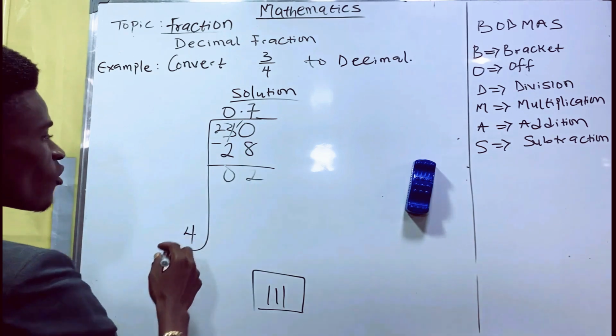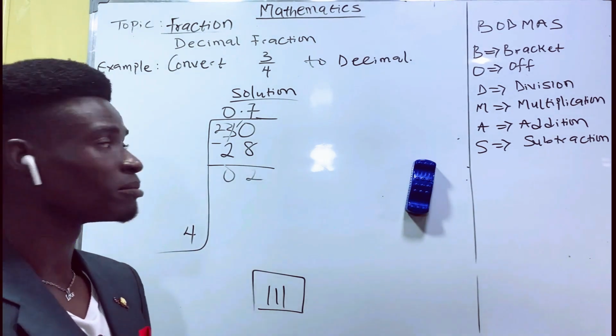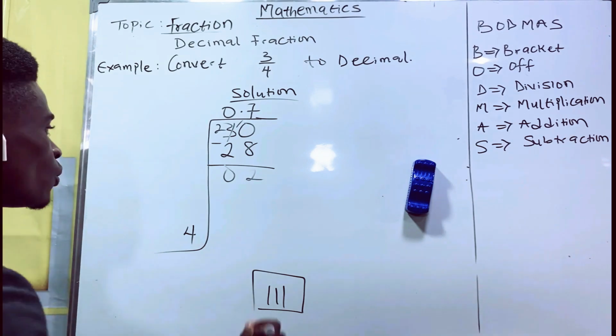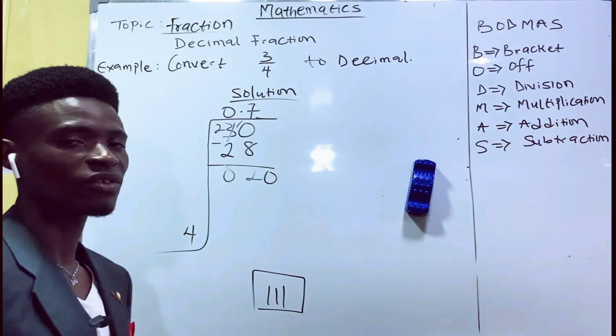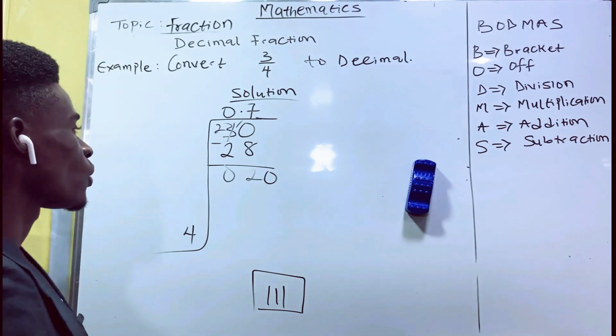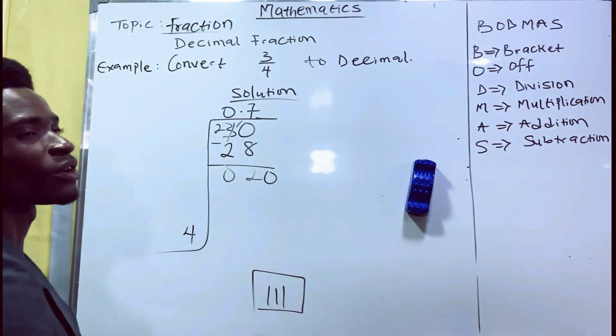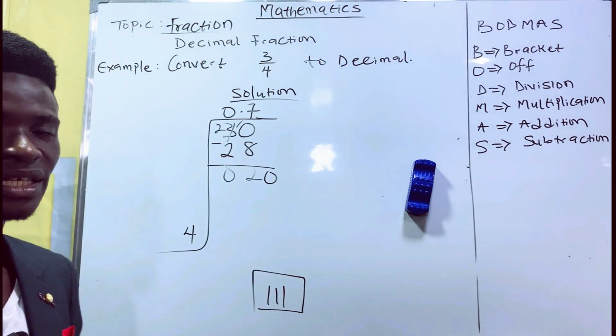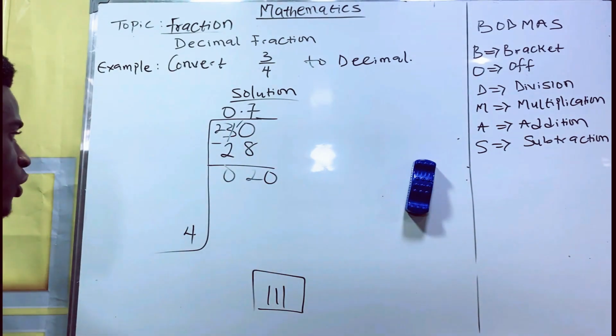We are left with 2 over 4, which means we are still going to simplify further. 2 divided by 4, it is impossible. We add 0 in front of the 2. At this junction, we are not going to be adding a point in front of the 7 because we already have our decimal point here. So what do we do next?